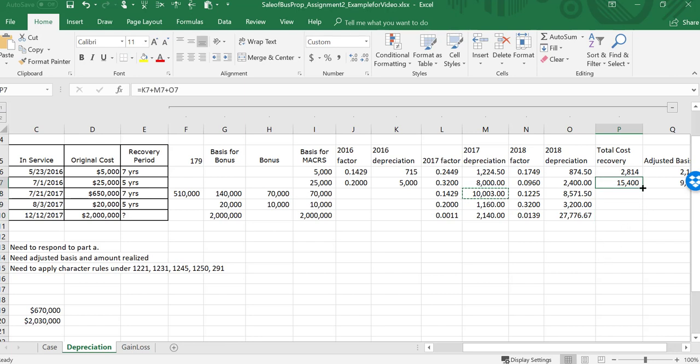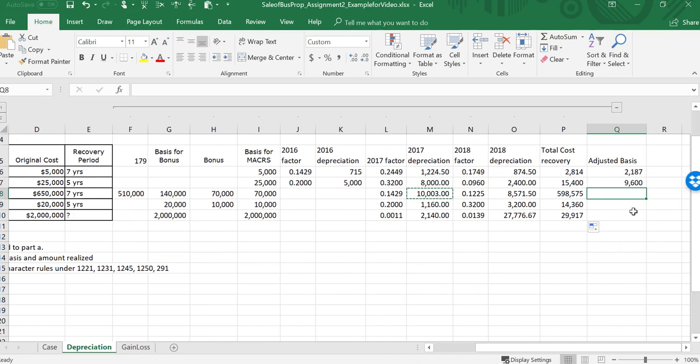Now we can calculate total cost recovery, but our formula from above isn't going to work. Total cost recovery for the machine is the 510 plus the bonus plus 2017 plus 2018. Now that I can copy down. Okay, so I've calculated total cost recovery, and now I gotta calculate the adjusted basis at the time of the sale for 3 of the assets. Since I didn't sell this asset, I'll just get rid of the adjusted basis because it's not relevant. Same with that one. I didn't sell the auto, so the adjusted basis isn't relevant.